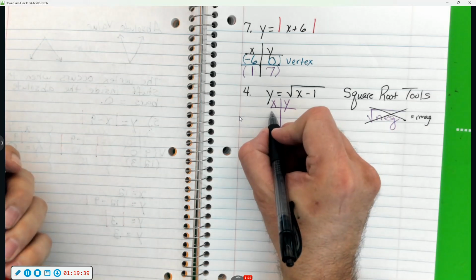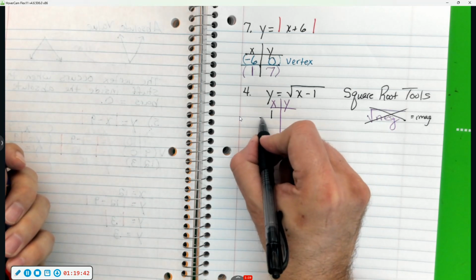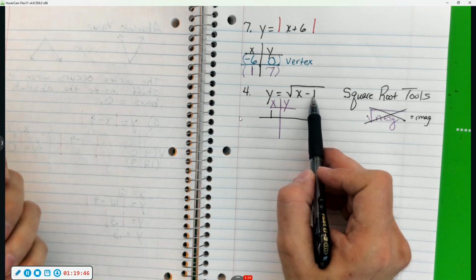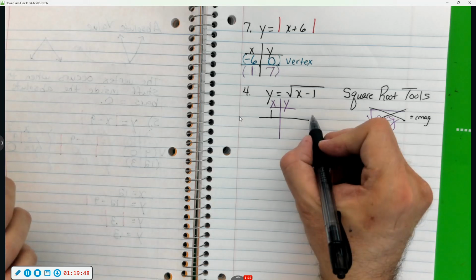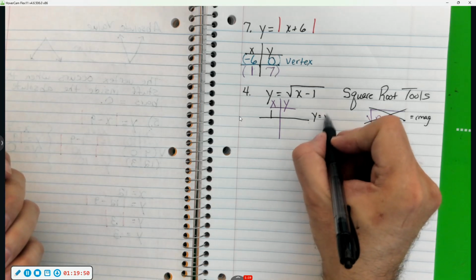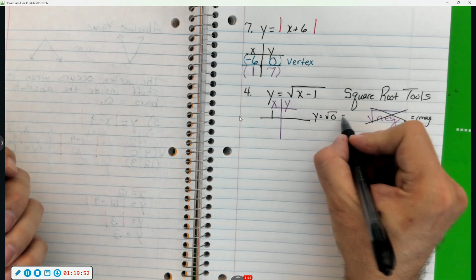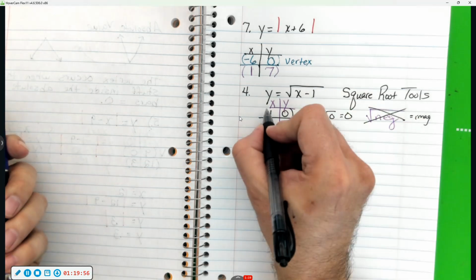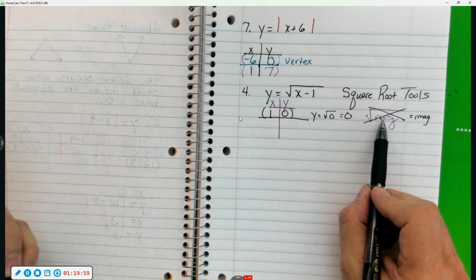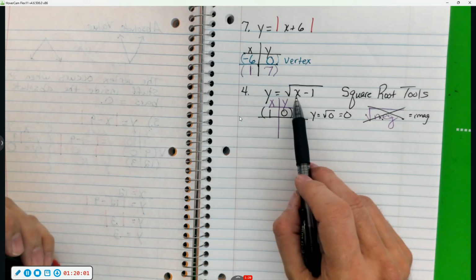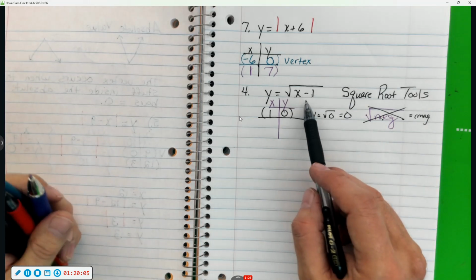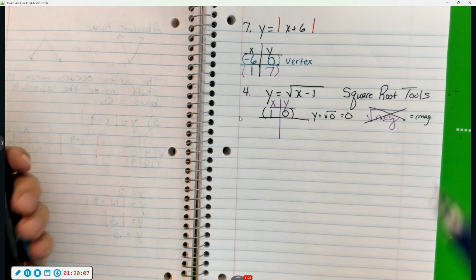What about a 1? If I plug a 1 in for x, 1 minus 1 is 0. What's the square root of 0? Say 0. The square root of 0 is 0. We can't have a negative under the square root, but it's certainly fine to have a 0 under a square root. Now let's just keep going from there.